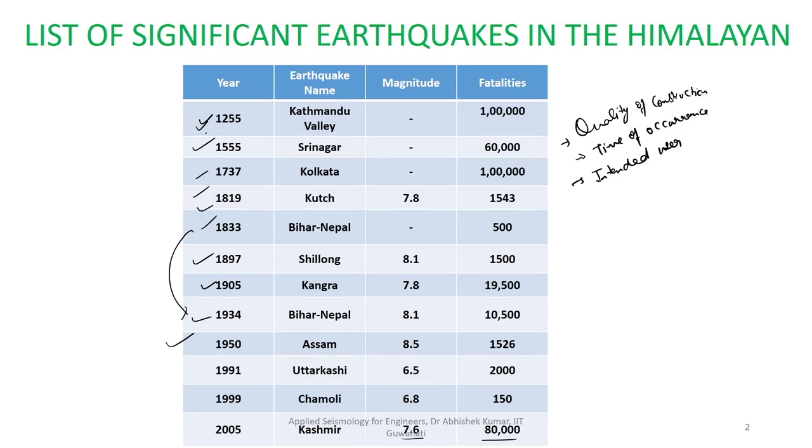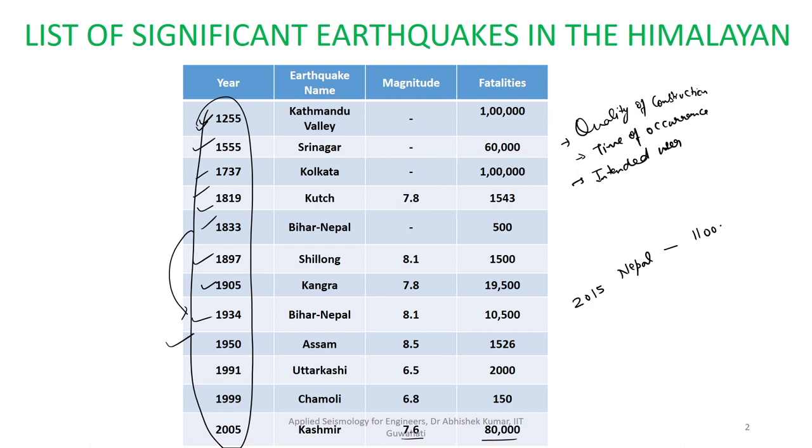Now, if you focus on the year in which these have happened, starting from 1255, this is not the complete picture. We have yet many more information which can be added over here. About 2015, there was an earthquake in Nepal, close to 11,000 casualties. And again, the economic loss was in billions of dollars.